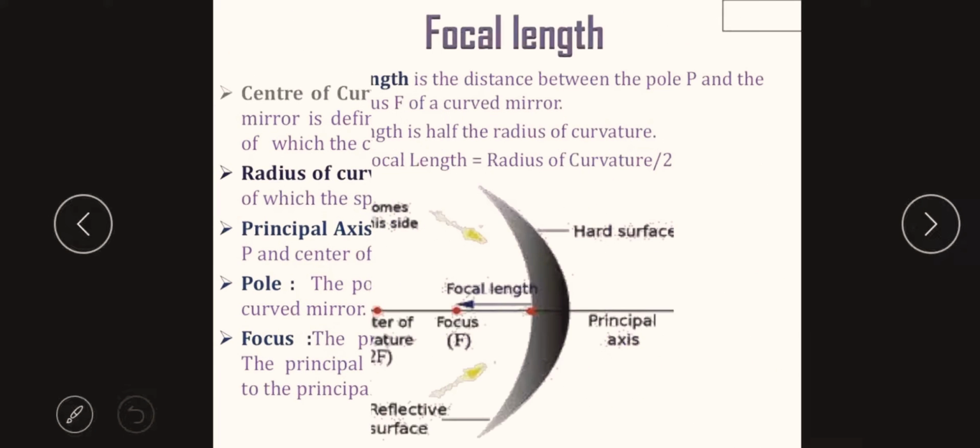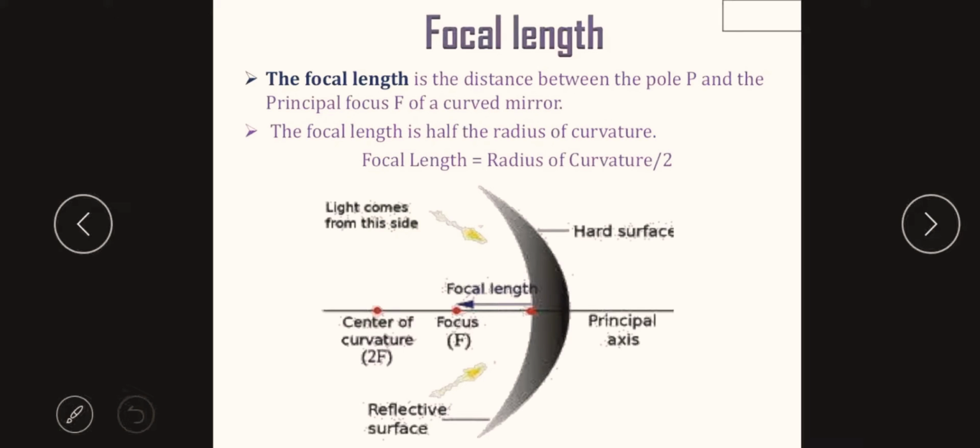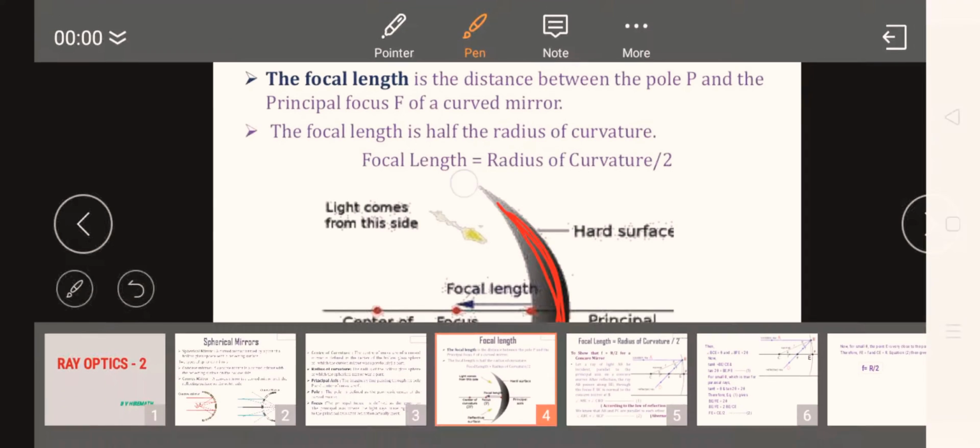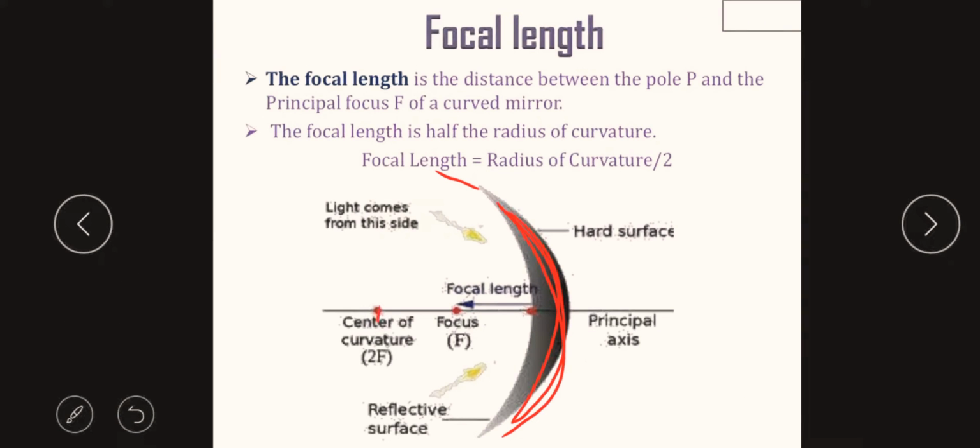Next is the concept of focal length. What is meant by focal length here? The focal length is the distance between the pole and the principal focus of a curved mirror. Let us consider this is a mirror with a curved surface, and the center of this curved surface is taken as C, and this is the principal focus.